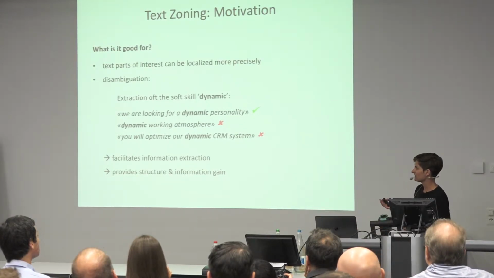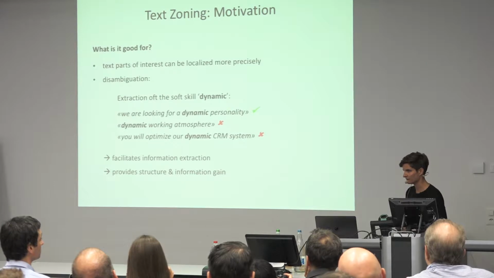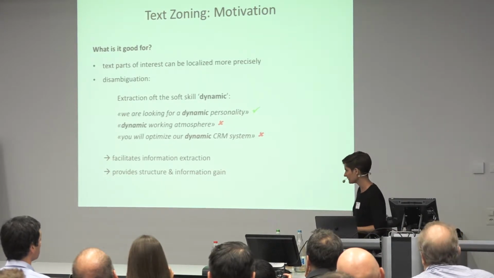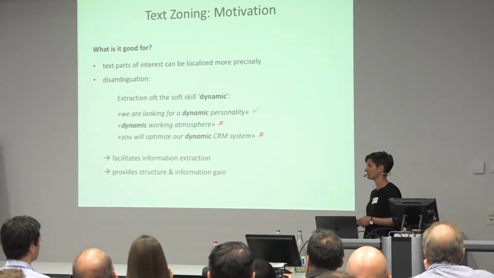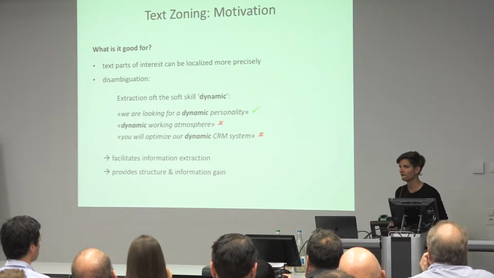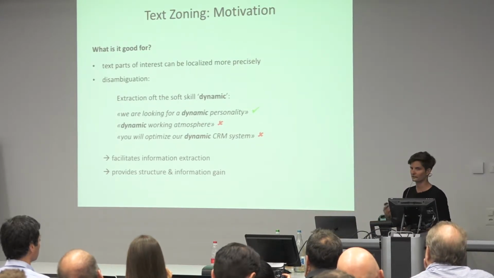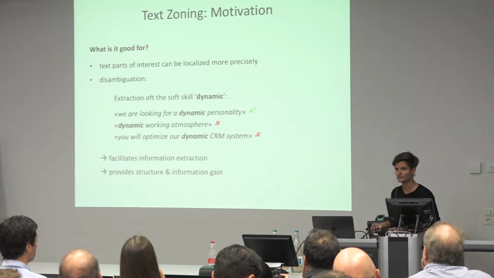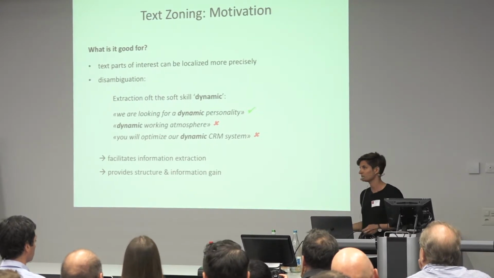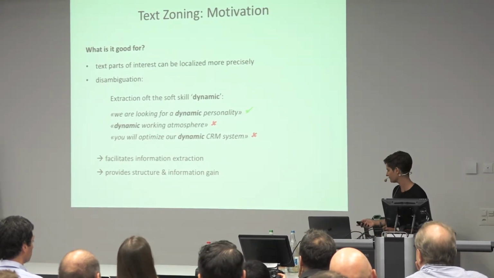So in this way, text zoning facilitates information extraction, or more generally, we can say that it provides structure to the job ad and represents an information gain that can potentially be useful for a broad range of NLP methods that we apply in social sciences.